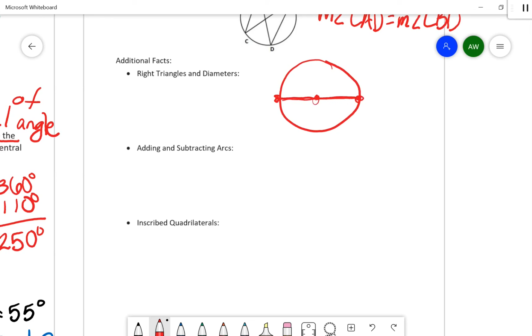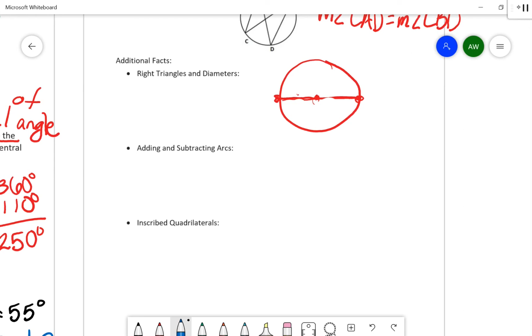Now, if I have a diameter, what's the measure of that angle? What's the measure of this central angle? Well, we talked about that a little bit before. We know that this measure is going to be 180 degrees. Now, what that means is that this measure up here is also 180 degrees because they're both straight lines. They're both straight angles, right?